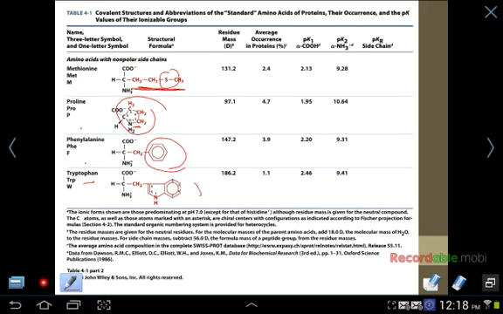And tryptophan has this imidazole. Is that how it's pronounced? I'm really bad at pronouncing. It has an imidazole group. Okay? So again, these would be very hydrophobic and nonpolar because of their aromatic rings and the conjugation.